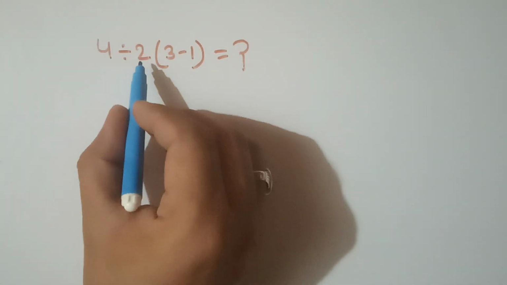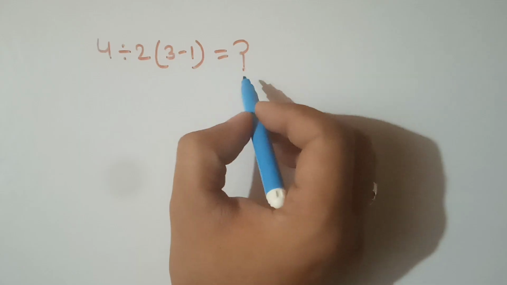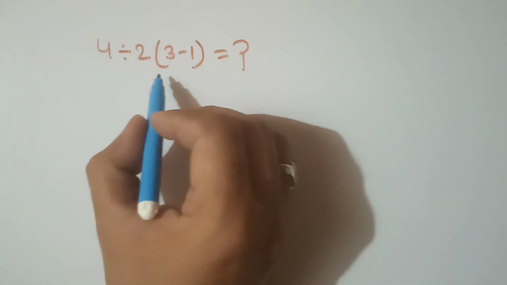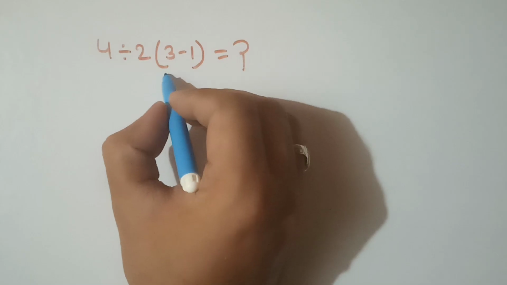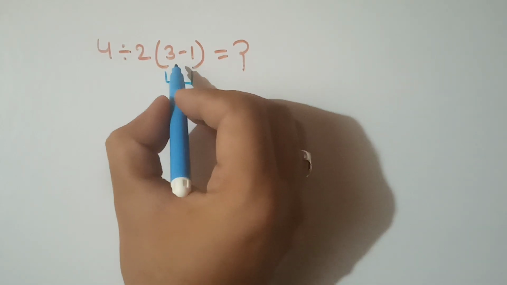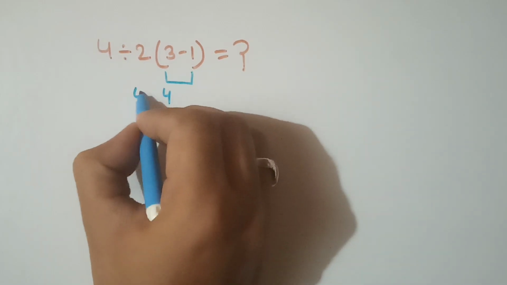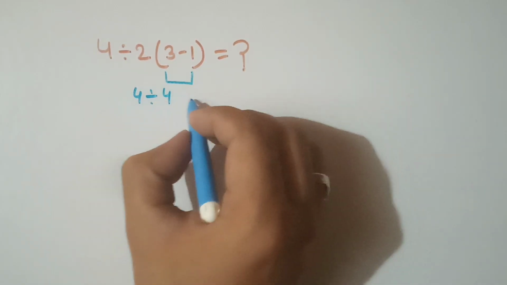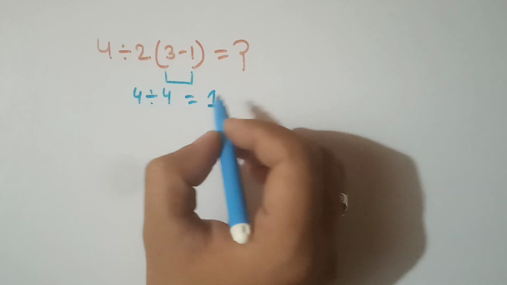4 divided by 2 times 3 negative 1 is equal to what? So many students, while calculating this problem, simply calculate like this: 3 negative 1 is written, which means 2, and 2 times 2 means 4, and 4 divided by 4 means 1. Okay, so many students find their answer.